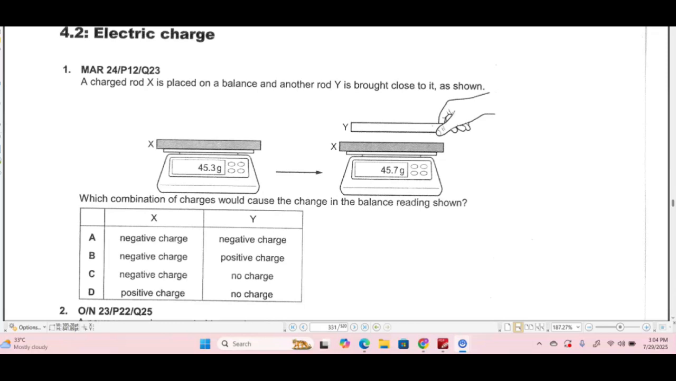Physics 0625. And currently we are doing the chapter Electricity and Magnetism. And today we are doing its topic 4.2, which is electric charge.